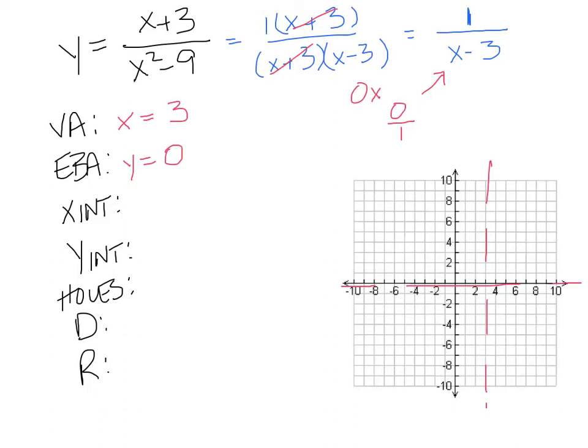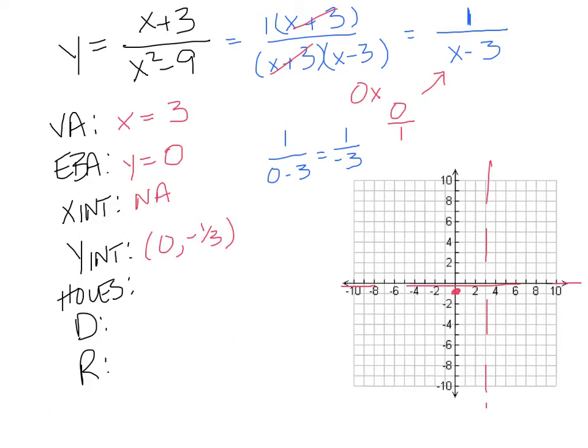Now our x-intercept is what would make the numerator equal to 0. What would make 1 equal to 0? Nothing. So there isn't an x-intercept, which again makes sense. Look at where your end behavior asymptote is. You can't have any points on that. For the y-intercept, we plug in a 0 for all of those x's. So I end up with 1 over 0 minus 3, which is 1 over negative 3, or negative 1/3. So my y-intercept is at the point (0, negative 1/3).